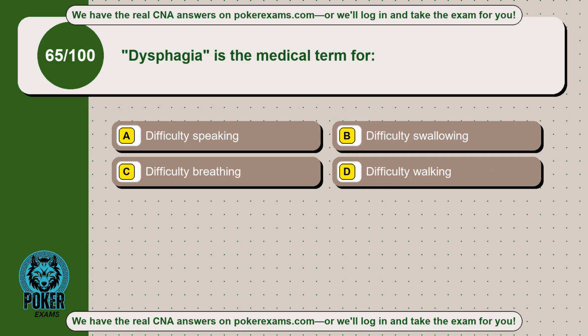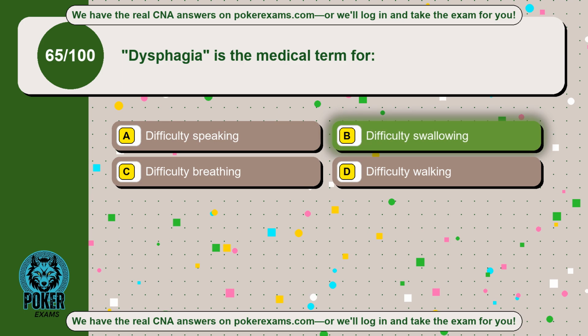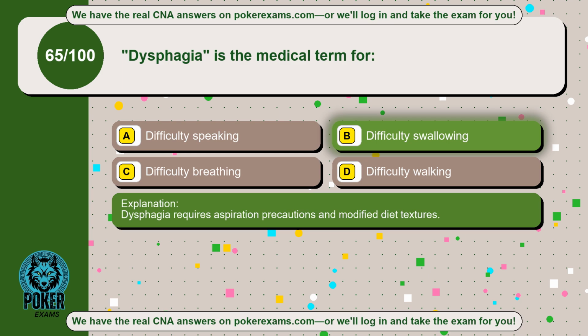Question 65. Dysphagia is the medical term for Option A, difficulty speaking. Option B, difficulty swallowing. Option C, difficulty breathing. Option D, difficulty walking. The correct answer is option B, difficulty swallowing. Dysphagia requires aspiration precautions and modified diet textures.